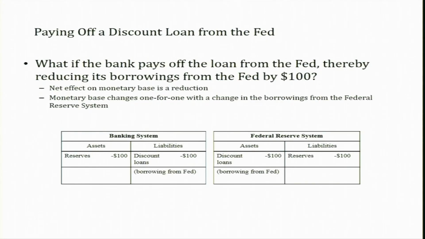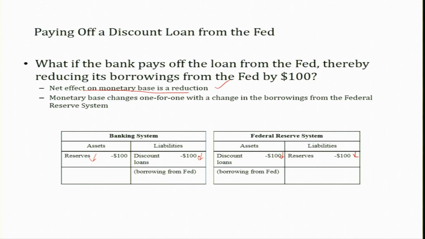What if the commercial bank pays off a discount loan from the Fed? What if it repays the loan? If the bank pays off the loan, reducing its borrowing from the Fed by $100, the net effect is that there is a reduction in the monetary base, as reserves decline and the asset also declines. Immediately the reserves, that is the monetary base, decline. In the banking system, reserves have declined and the liabilities have also declined.